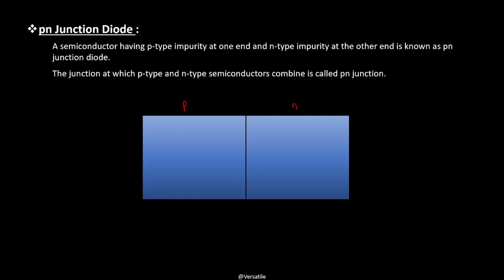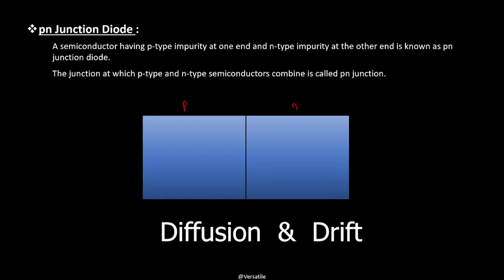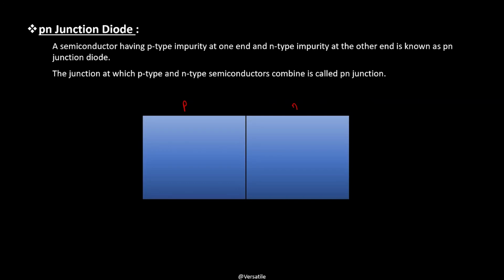Now, two important processes occur during the formation of a p-n junction: diffusion and drift. We know that in an n-type semiconductor, the concentration of electrons is greater than the concentration of holes. Similarly, in a p-type semiconductor, the concentration of holes is greater than the concentration of electrons. And during the formation of p-n junction, due to concentration gradient. So what's gradient? Gradient is basically difference.